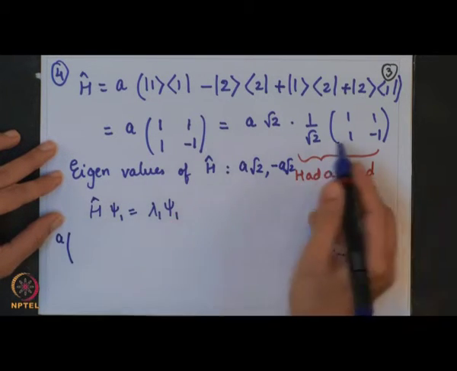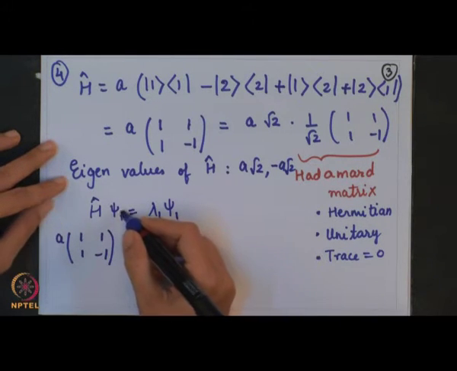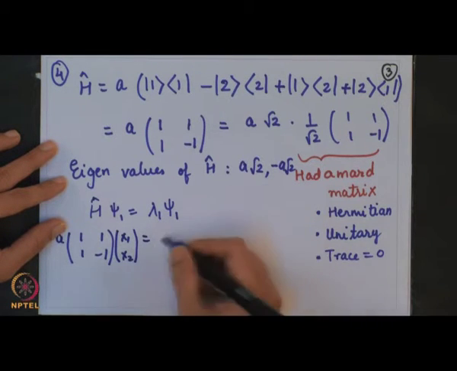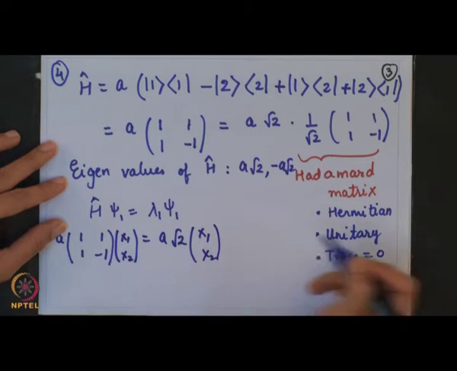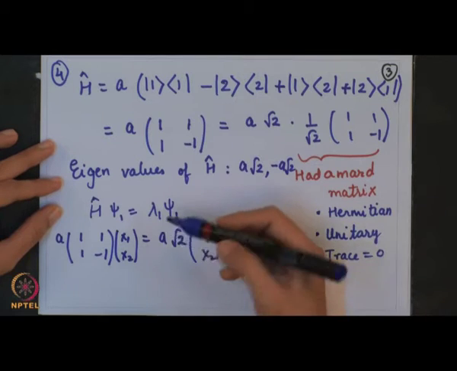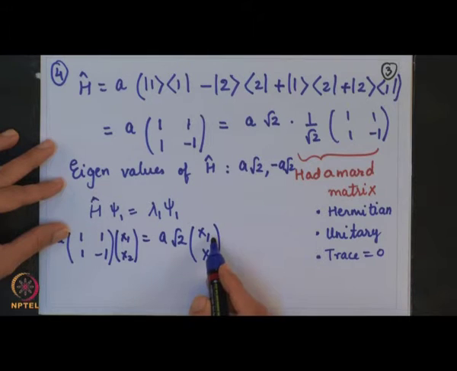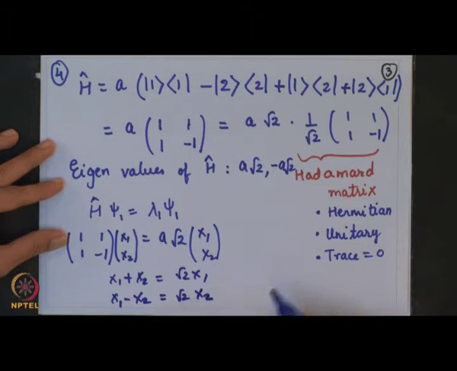H is nothing but 1 1 1 minus 1, and let me call this column vector x1 x2, which I need to calculate. This equals A root 2 times x1 x2, and now it is very simple, you just have to evaluate this. So, x1 plus x2 will be root 2 x1, and x1 minus x2 will be root 2 x2.